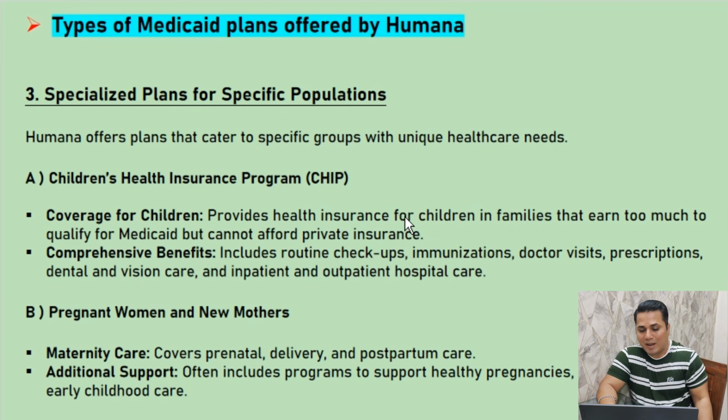Number three, specialized plans for specific populations. Humana offers plans that cater to specific groups with unique healthcare needs. A. Children's Health Insurance Program, which is also called CHIP in short form. Coverage for children provides health insurance for children in families that earn too much to qualify for Medicaid but cannot afford private insurance. Comprehensive benefits include routine checkups, immunizations, doctor visits, prescriptions, dental and vision care, and inpatient and outpatient hospital care.